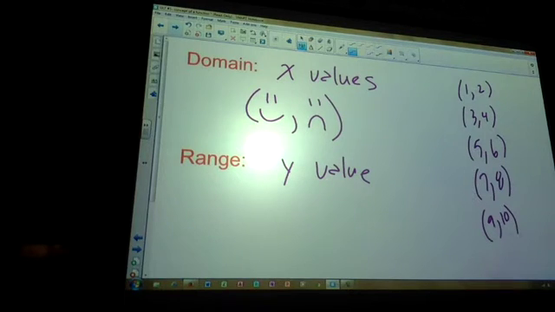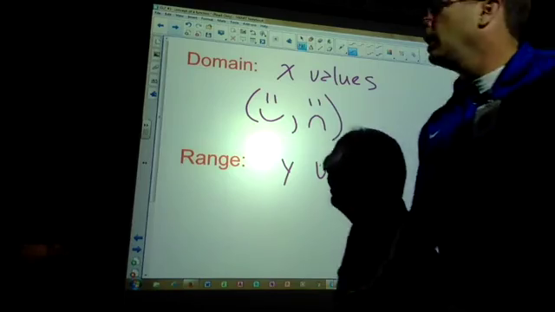Is this relation a function? Yes. How do we know? Y values do not repeat. I have 2, 4, 6, 8, 10. Those are different numbers. They don't repeat. This relation is a function as it sits. We good so far? Yeah. All right.